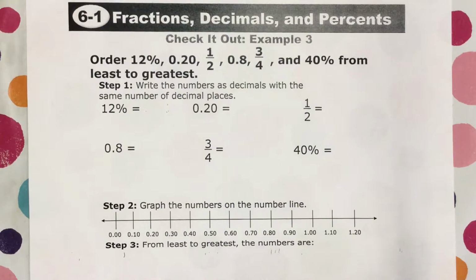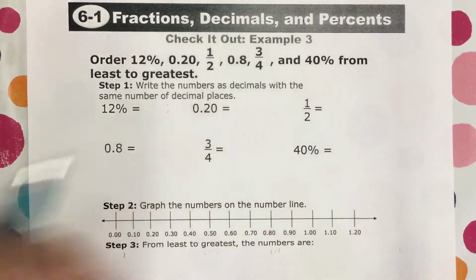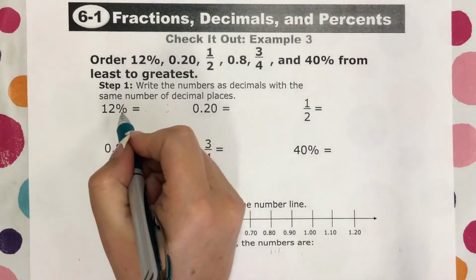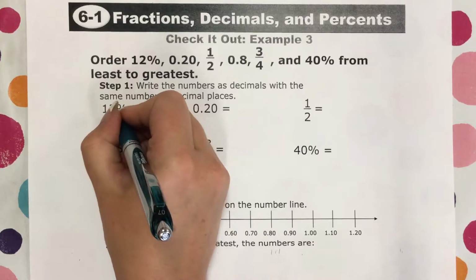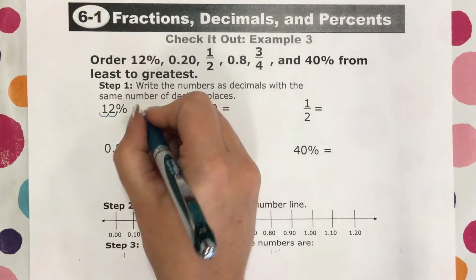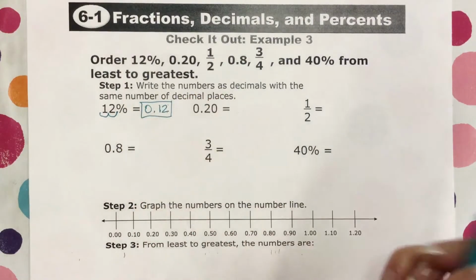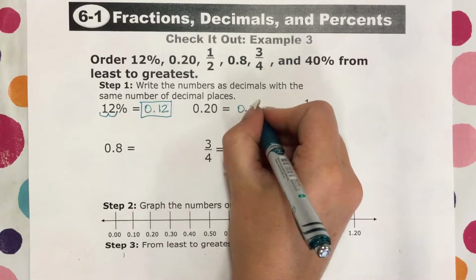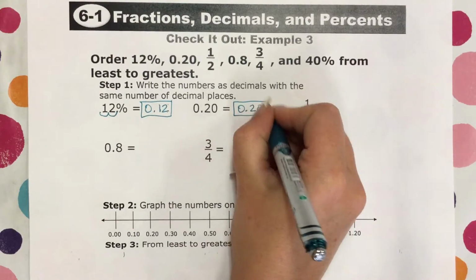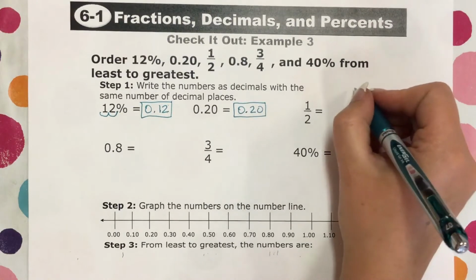All right, we're back. Let's go ahead and write these numbers as decimals with the same number of decimal places. So this first one, I'm going to go from a percentage to a decimal. So I'm just going to move 2 places to the left, and I end up with 0.12. Okay, this one has 2 decimal places, so we are perfect. Right there's our answer. 1/2, I'm going to go ahead and use long division on this one.